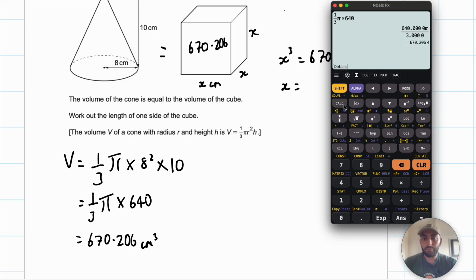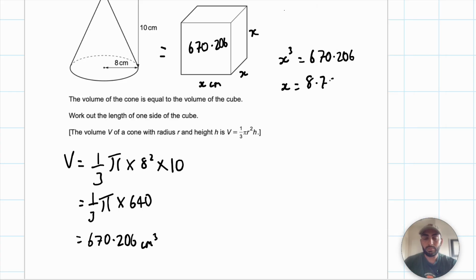Cube rooting this would leave me with 8.7512. Just round this to 2 decimal places, becomes 8.75 centimeters.